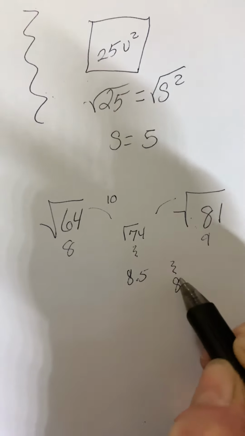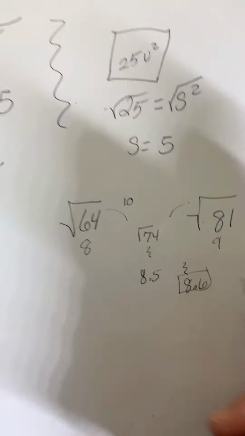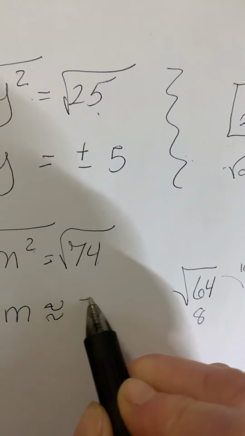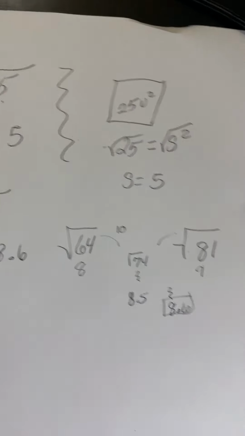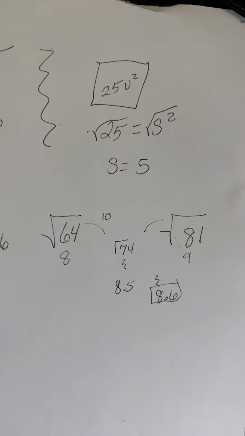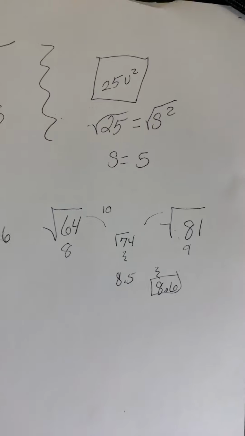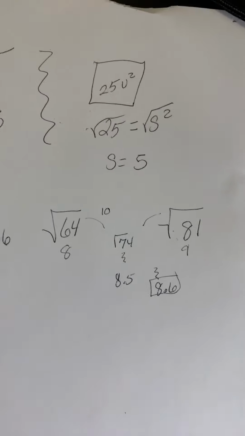So I'm okay with you saying 8 6/10 would be a better answer. So you're going to say positive, negative 8 6/10. Again, estimation, just as long as you're close. If you would have said 8.6 or 8 7/10, both of those are fine.